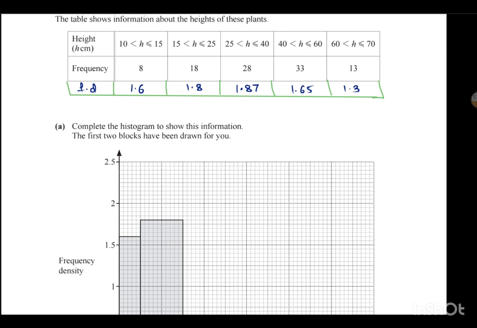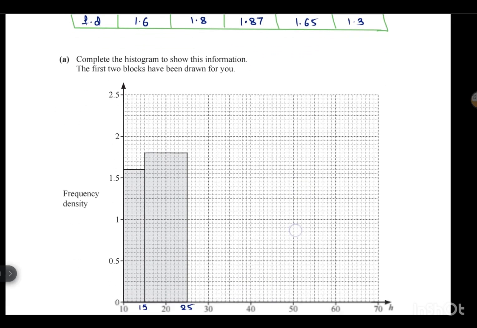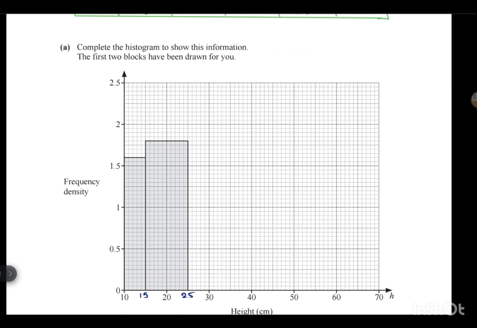Using these frequency densities, we have to draw the histogram. So 1.6 is just above 1.5. Let us first write down these numbers. This is 1.6. Each two boxes goes one number forward. So 1.7 it is. Let me make the markings. This is 1.6, this is 1.7, this is 1.8, and this is 1.9.